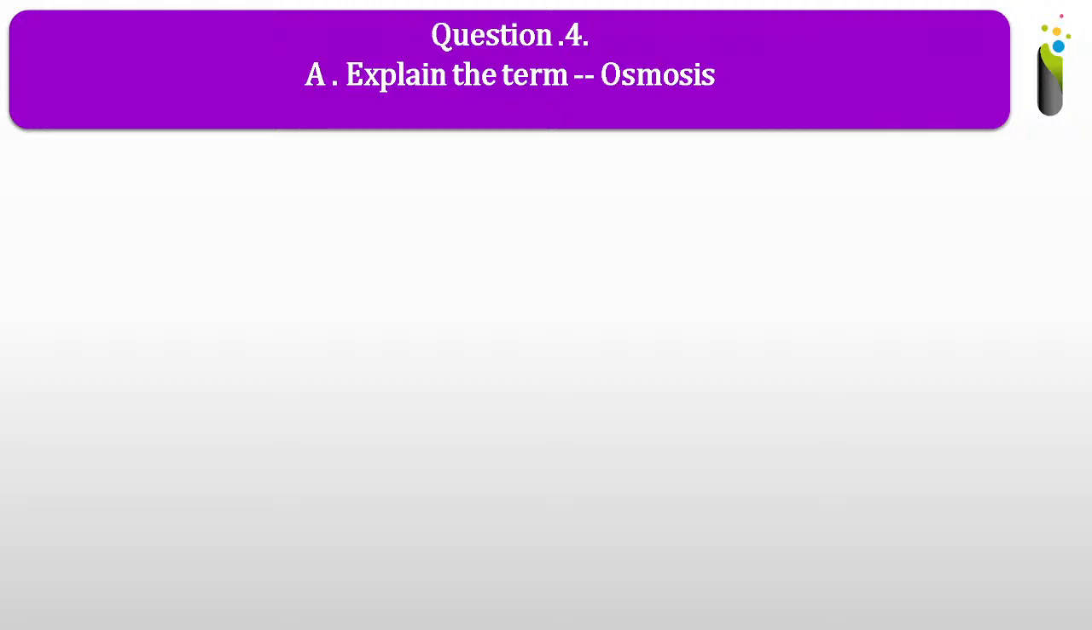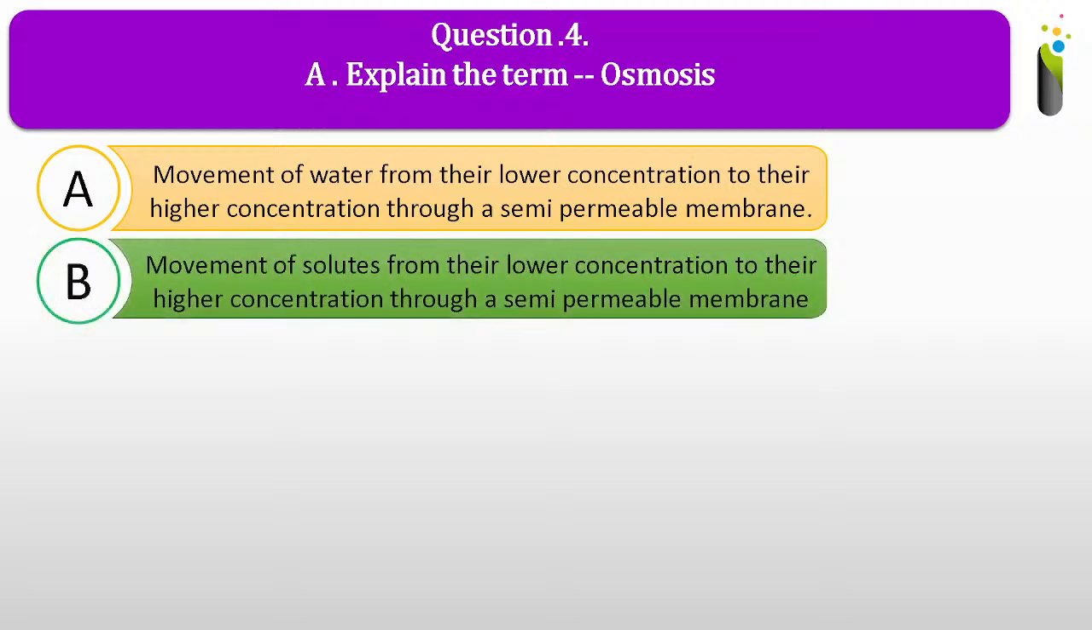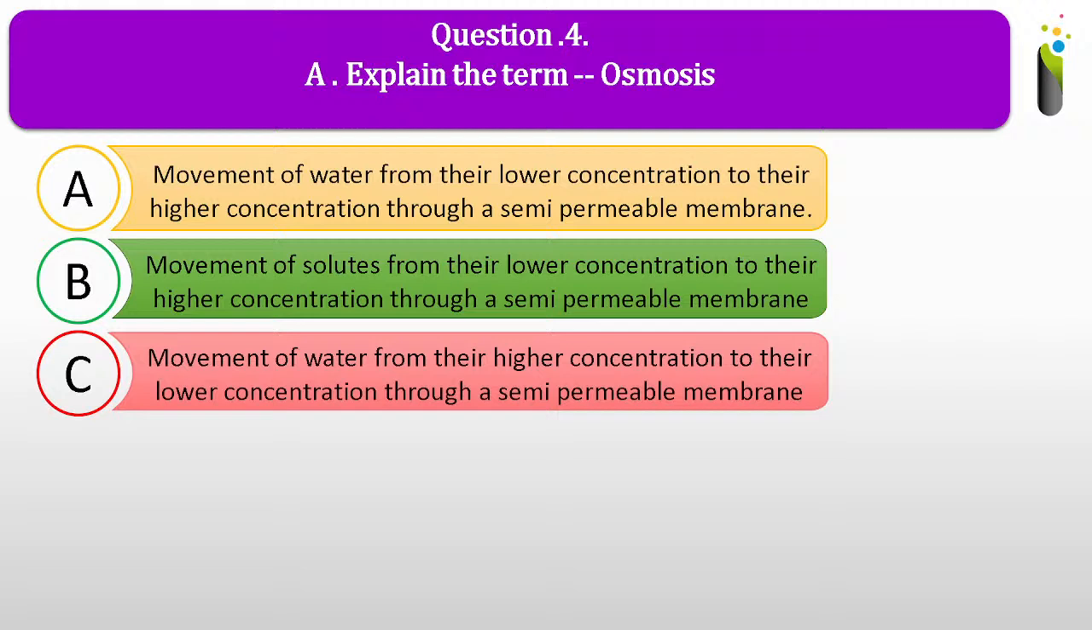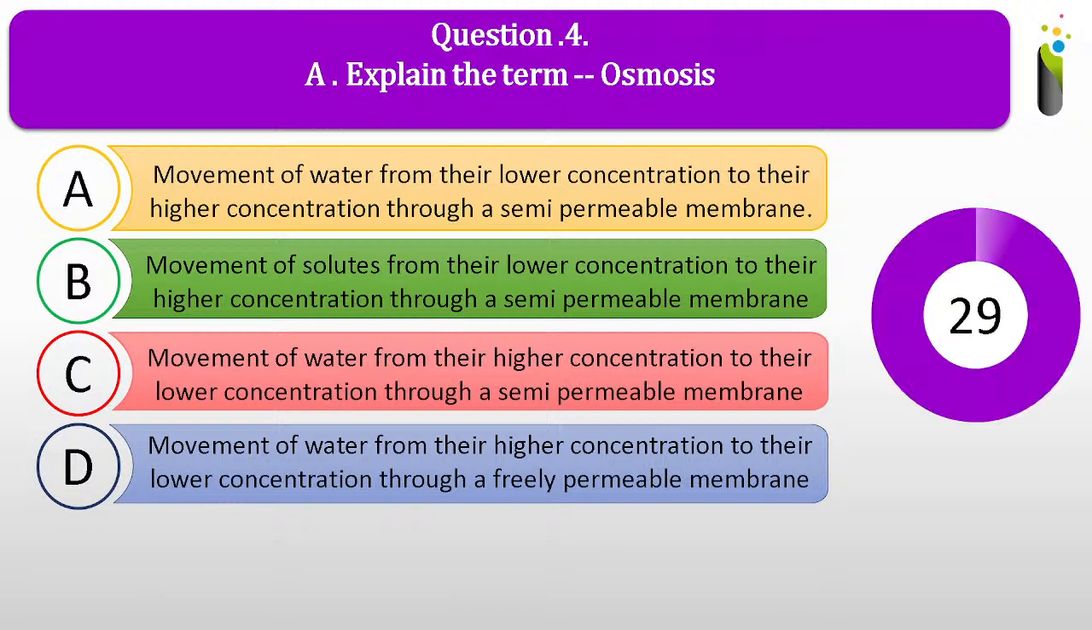Question number 4a. Explain the term osmosis. A. Movement of water from its lower concentration to its higher concentration through a semi-permeable membrane. B. Movement of solutes from their lower concentration to their higher concentration through a semi-permeable membrane. C. Movement of water from its higher concentration to its lower concentration through a semi-permeable membrane. D. Movement of water from its higher concentration to its lower concentration through a freely permeable membrane.